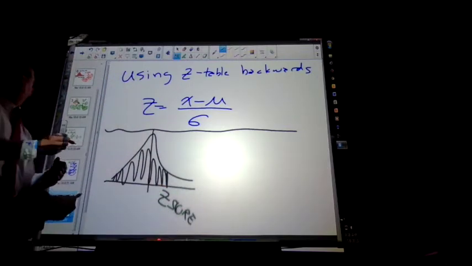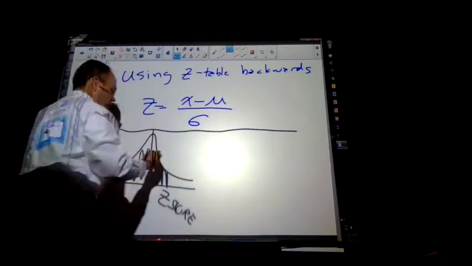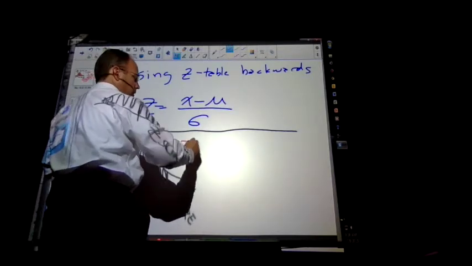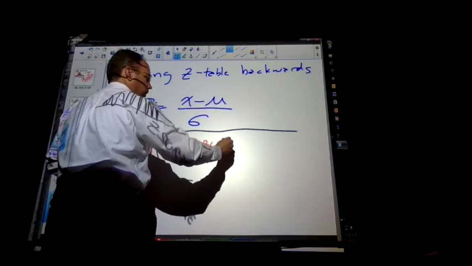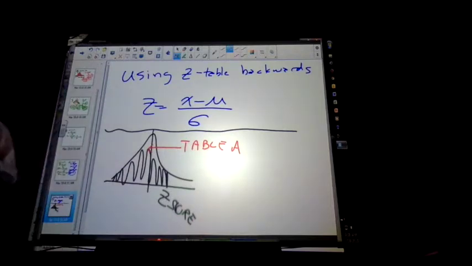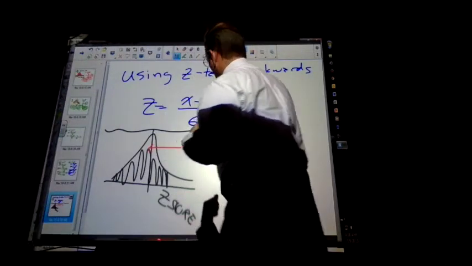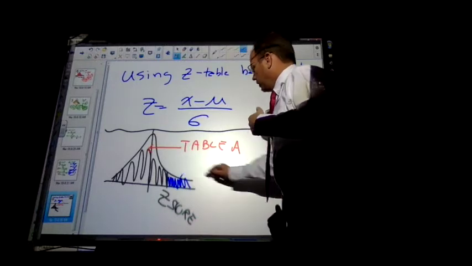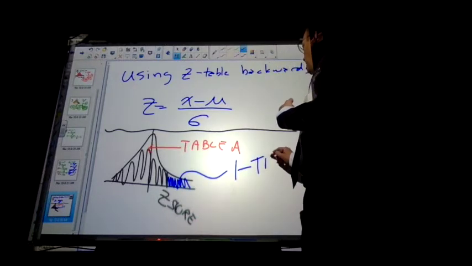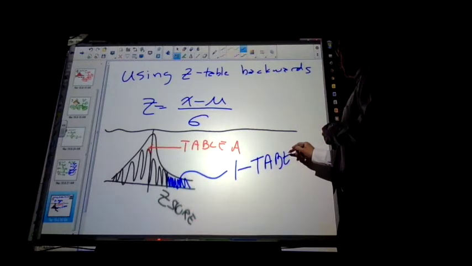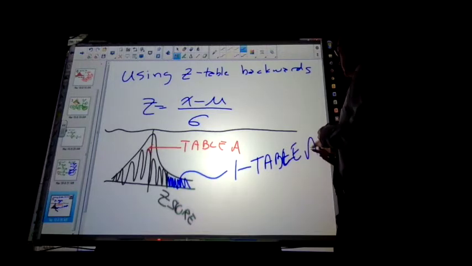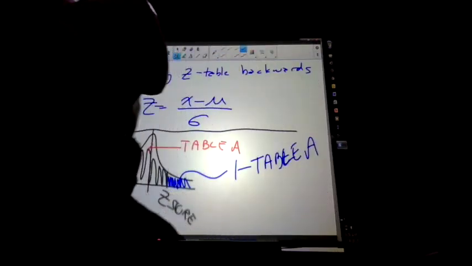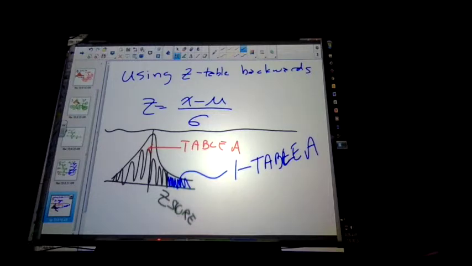So z-score, table A finds you that area. Okay? So table A finds you that area. If I wanted to find the area over here, this is going to be 1 minus table A. So that's the ins and outs of it.